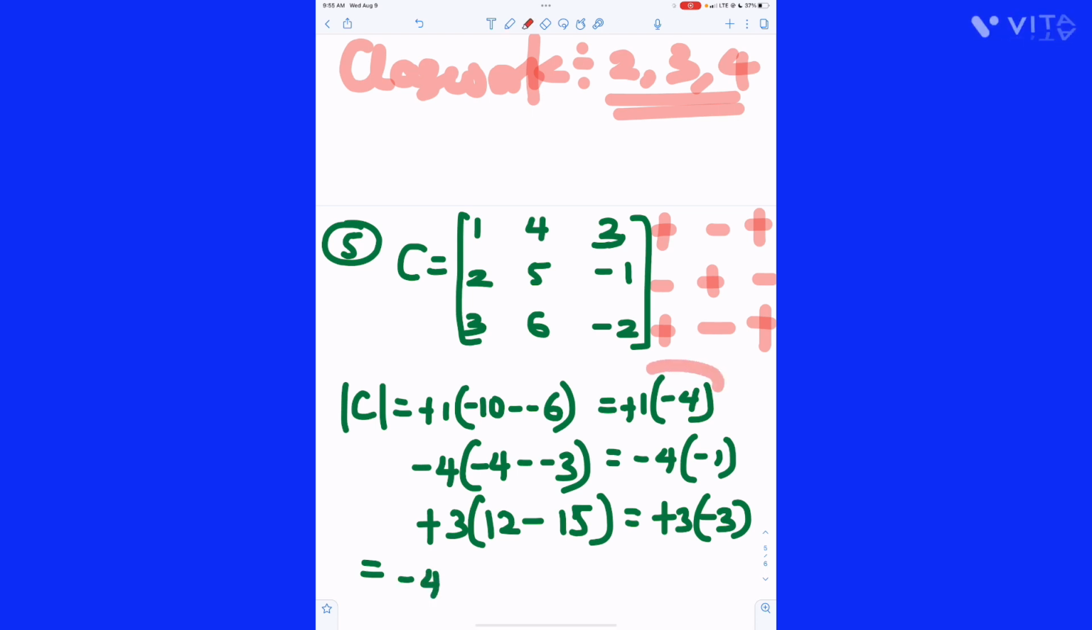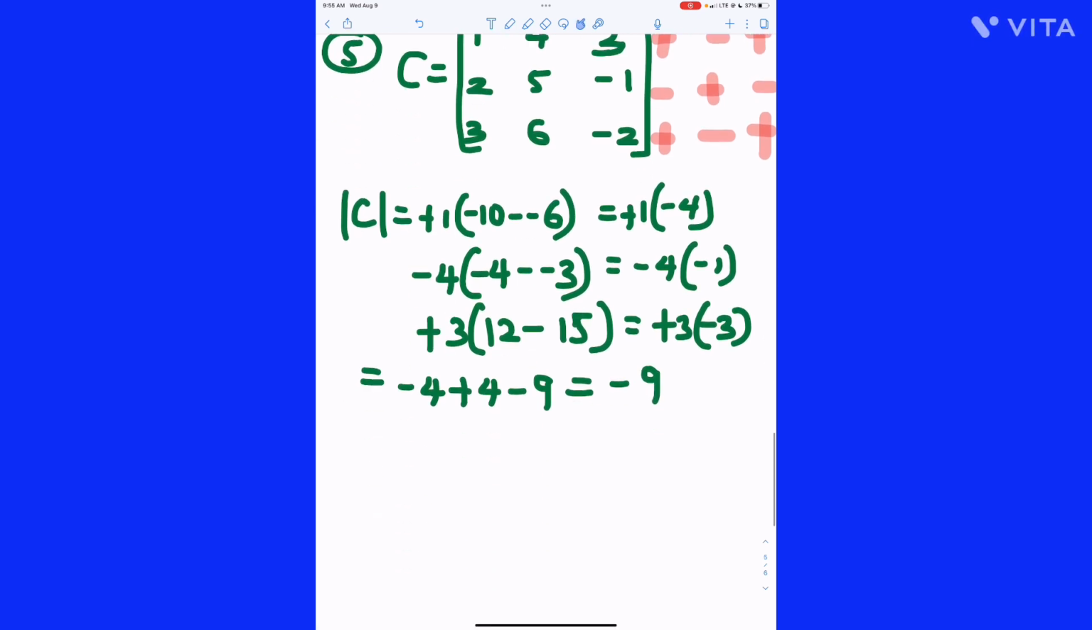I'm writing from here. Minus 4 plus 4 minus 9. Take note. Minus 4 plus 4 minus 9. That gives me what? Minus 9. So my determinant is minus 9.